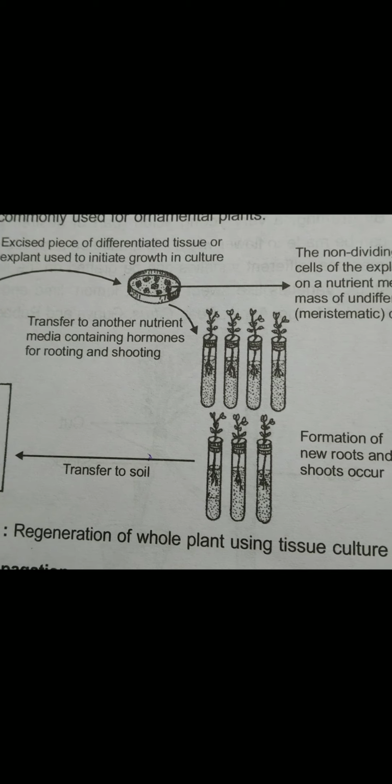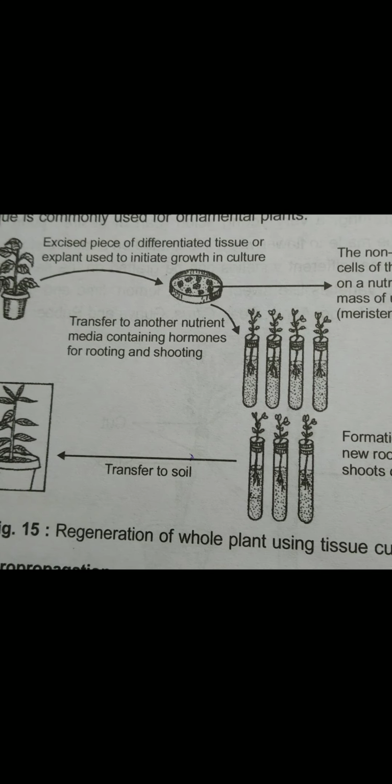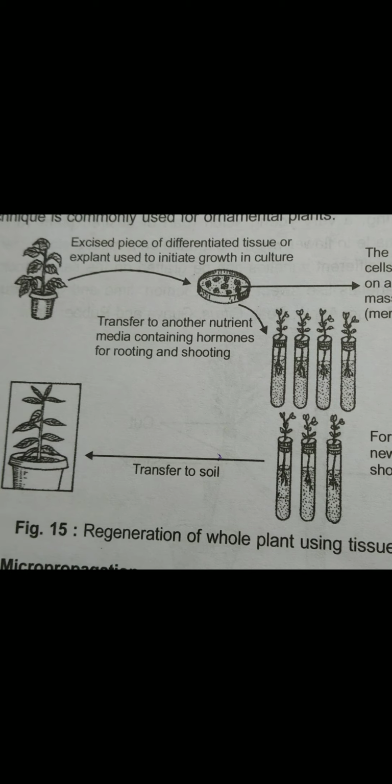Then, when these convert into small plantlets, they are transferred into soil where they develop roots, hold the soil firmly and grow into a plant. This is how this tissue culture technique or micropropagation takes place.